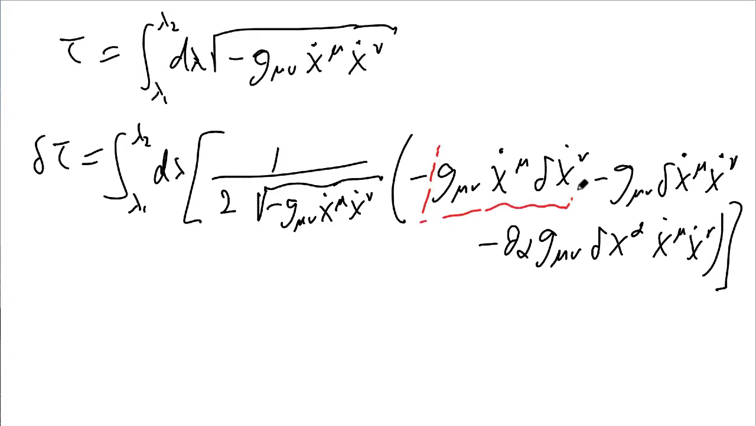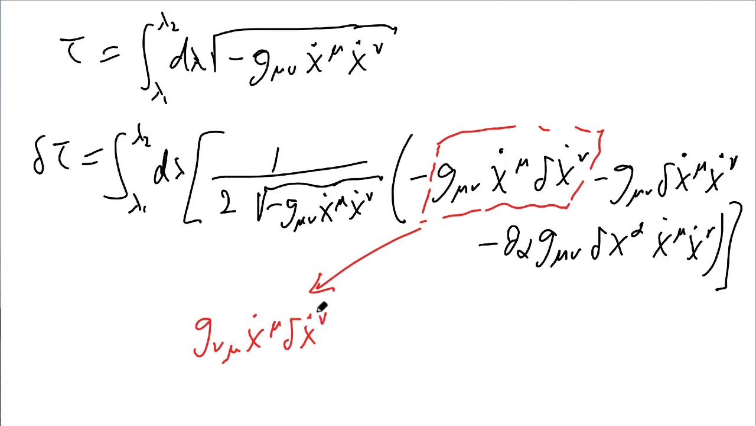Now look closely at this term. We can write this term as g nu mu x dot mu delta x dot nu, just because we know that the g's are symmetric in their indices. But these indices mu and nu are being summed over, so we can call them anything we like. So in particular, we can let nu equal mu, and we can let mu equal nu. So we can write this as g mu nu x dot nu delta x dot mu. So written this way, you see explicitly that this term is equal to this term. So we have really two of these terms.